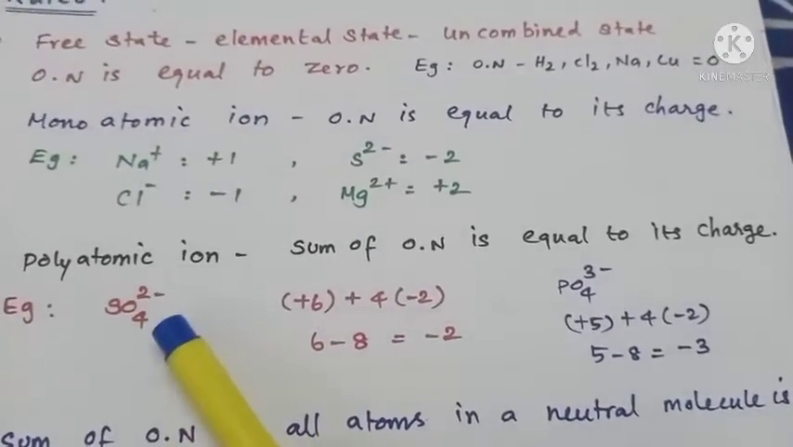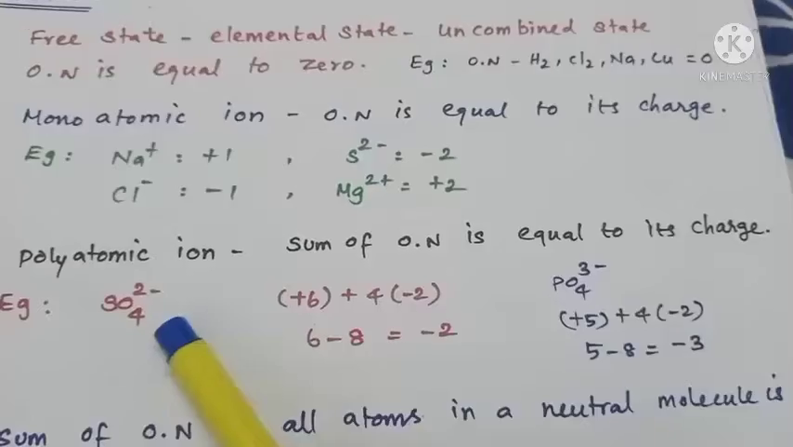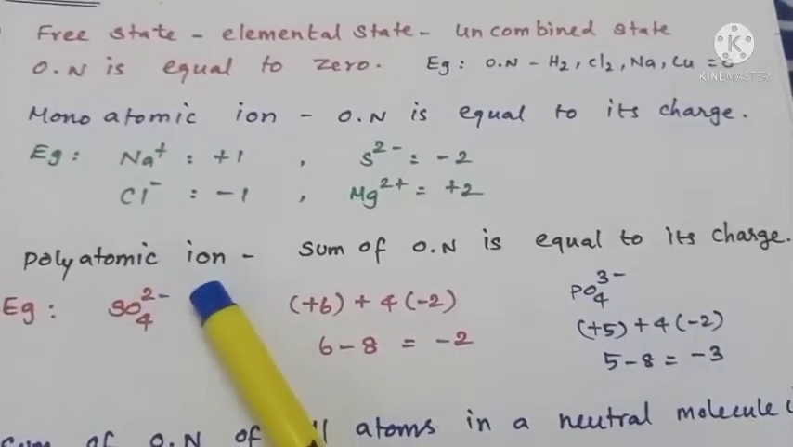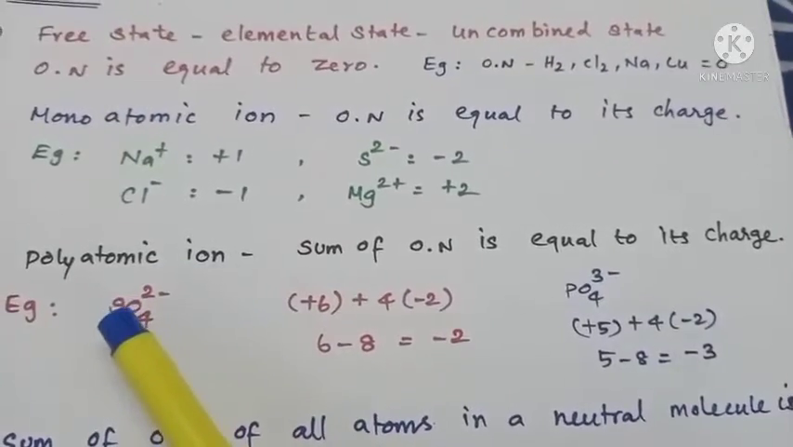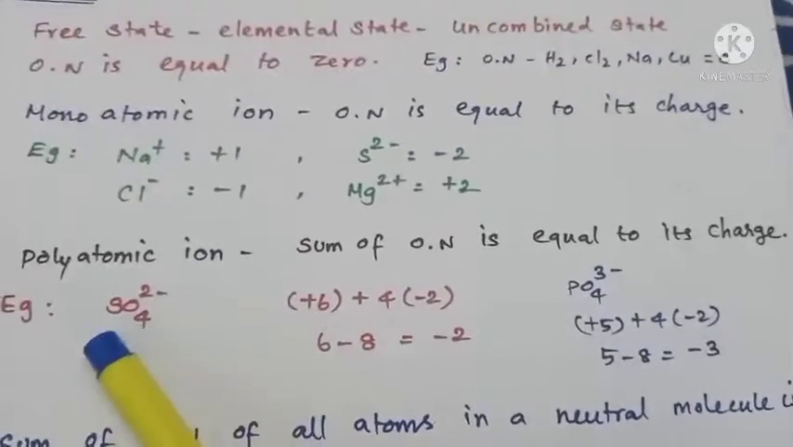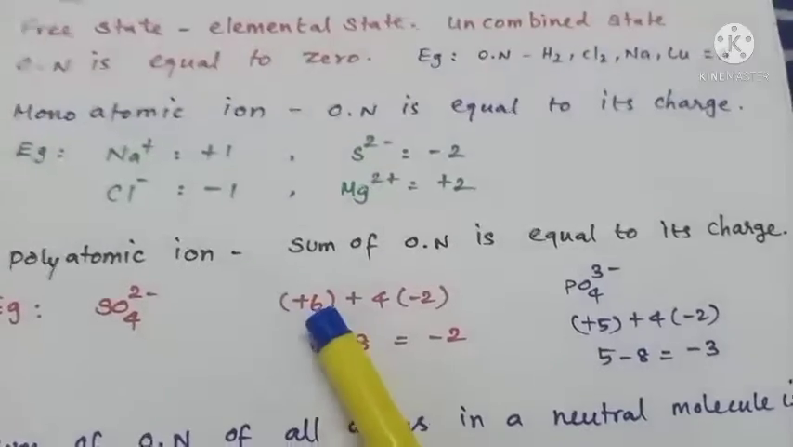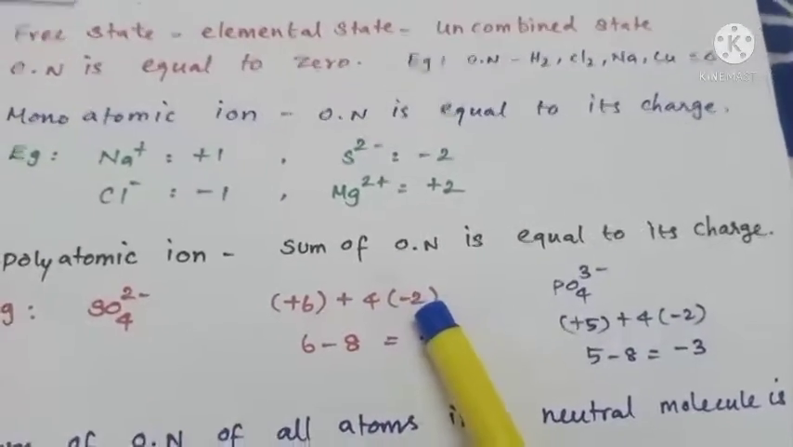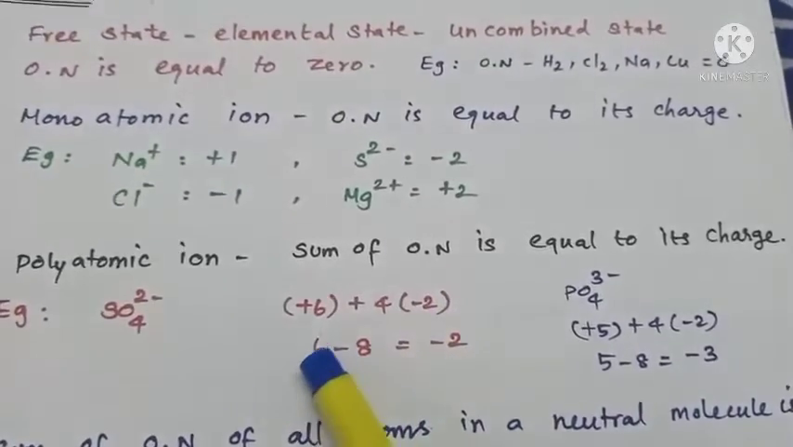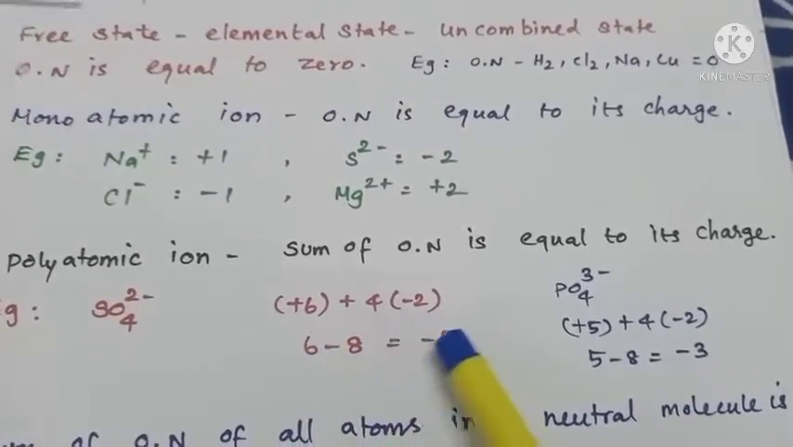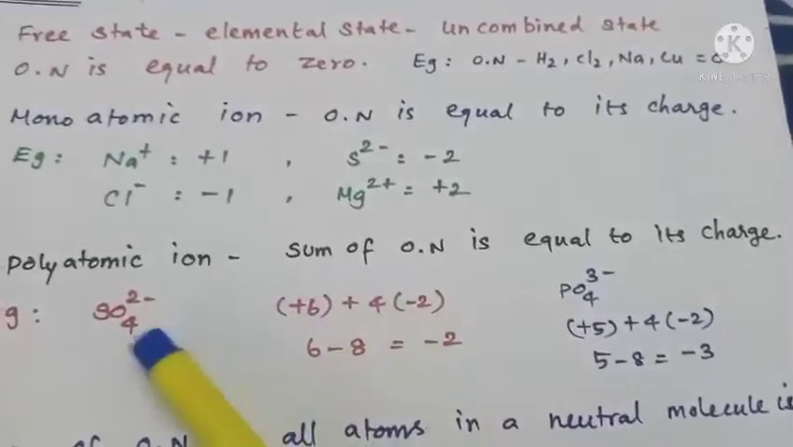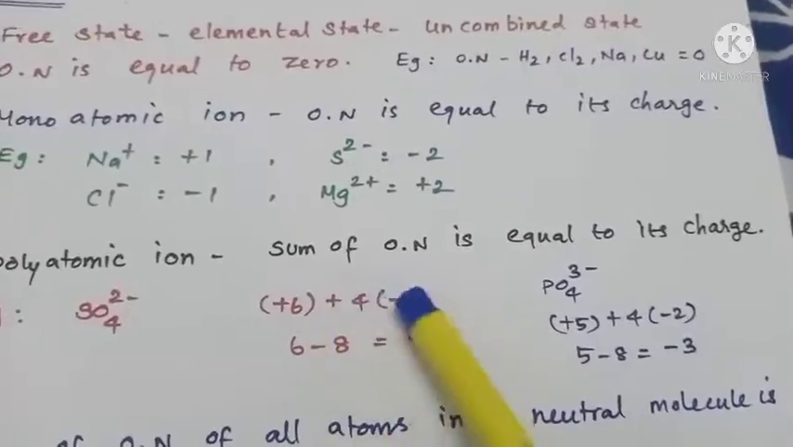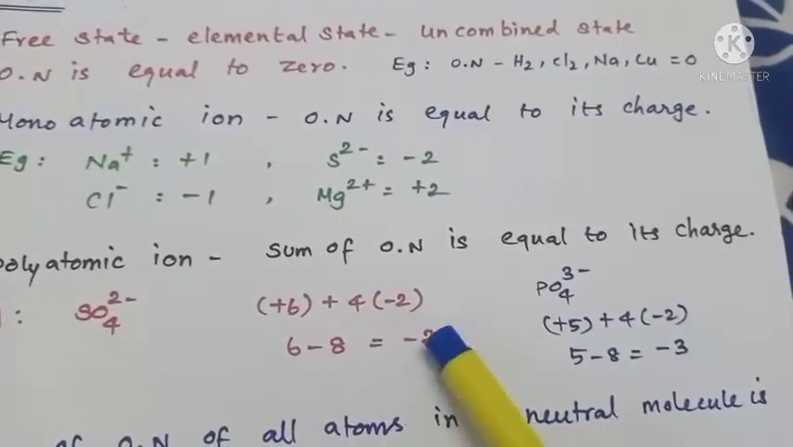For example, the SO4 2 minus ion, which is the sulfate anion. This is a polyatomic ion with a charge of 2 minus. It is the summation of the oxidation numbers of all the atoms, sulfur and oxygen. Sulfur's oxidation number is plus 6, plus 4 oxygen atoms, 4 into the oxygen oxidation number minus 2. So you get 6 minus 8, which is minus 2. This is the charge carried by this polyatomic ion. So the summation of oxidation numbers of all the atoms in a polyatomic ion is equal to its charge.